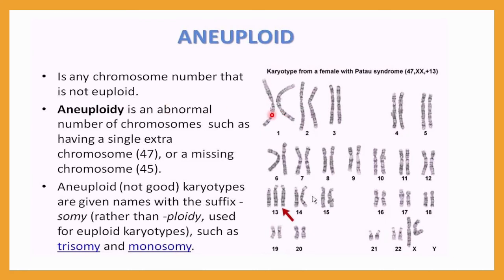Here the chromosomes do not have extra copies. Aneuploidy is an abnormal number of chromosomes, such as having a single extra chromosome. If you talk about humans, you know very well that 46 chromosomes are present in any human, 23 pairs, that means 46 chromosomes. But in case of aneuploidy, one extra chromosome will be there. As a result, that person will have 47 chromosomes just because of one extra chromosome. Or sometimes it may be a missing chromosome, one less, so it becomes 45. So this is the case of aneuploidy.